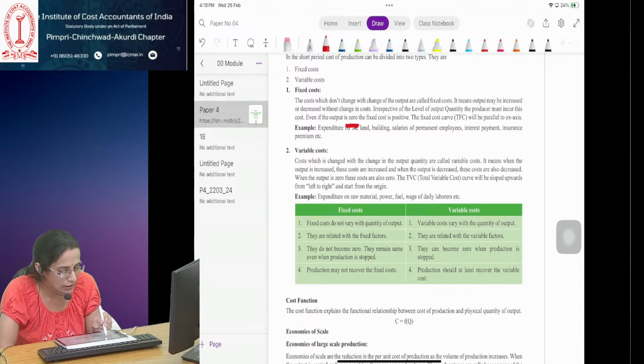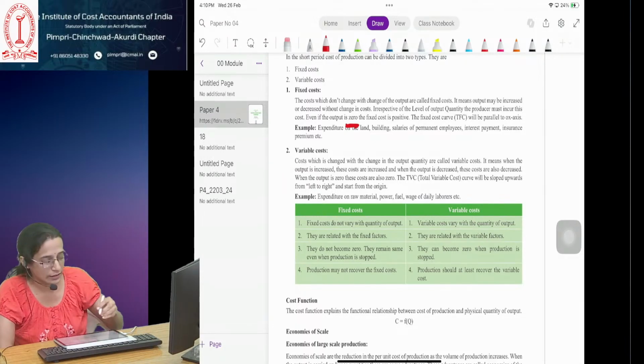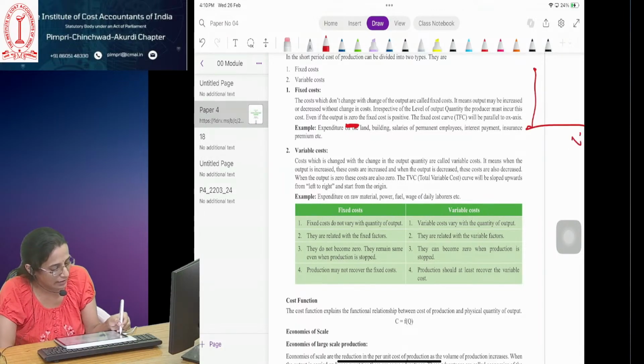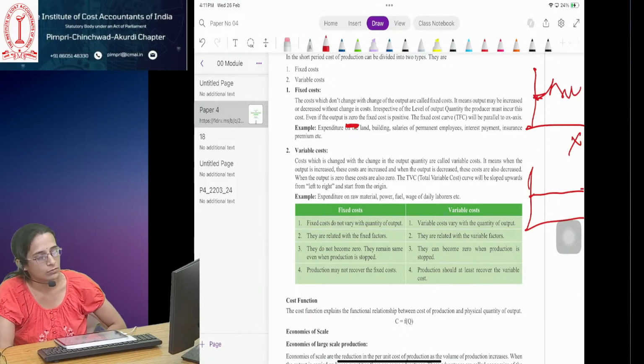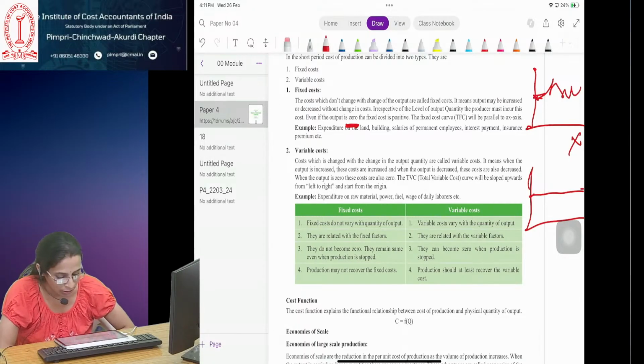The fixed cost curve will be parallel to the OX axis. Why? Because it is constant. See, this is the X axis. Fixed cost is the same. It is not increasing or decreasing. So it is a straight line. Example: expenditure on land, building, salary of permanent employees, interest payment, insurance premium.